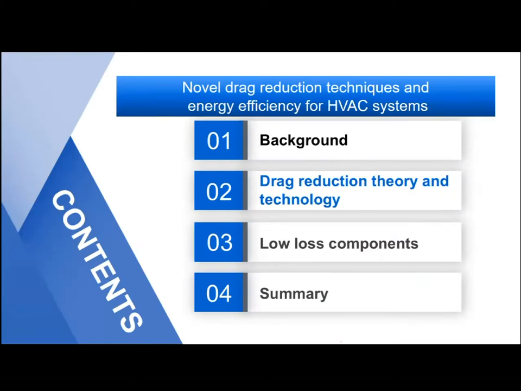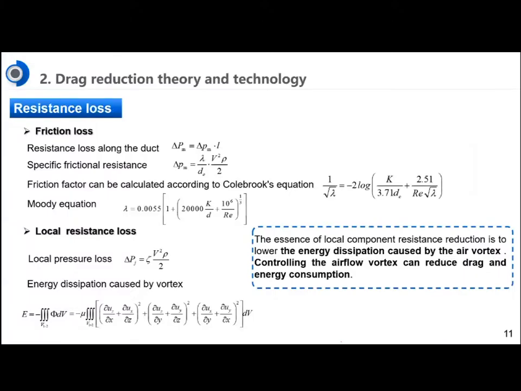Next, part 2 is about drag reduction theory and technology. The two types of drag resistance loss are friction loss and local resistance. The action of local component resistance reduction is to lower the energy dissipation caused by the air vortex. By controlling the airflow vortex, we can reduce the drag resistance remarkably and improve energy efficiency.